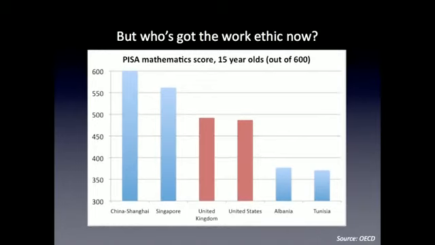Take a look at mathematical attainment by 15-year-olds. At the top of the International League table, according to the latest PISA study, is the Shanghai district of China. The gap between Shanghai and the United Kingdom and the United States is as big as the gap between the UK and the US and Albania and Tunisia.